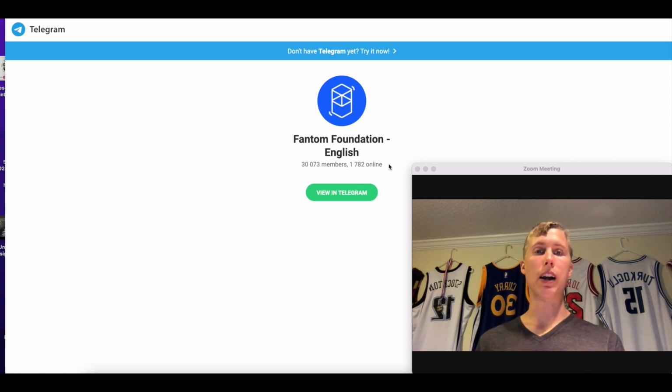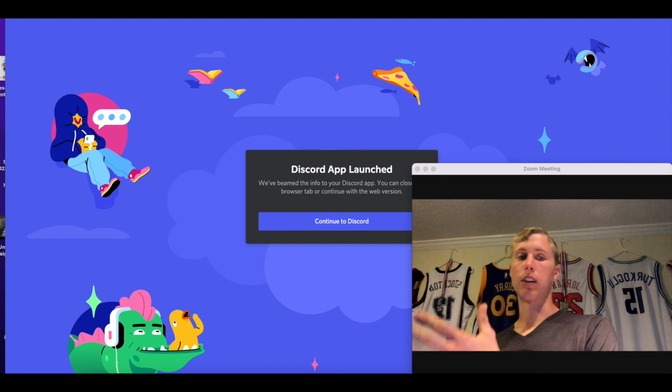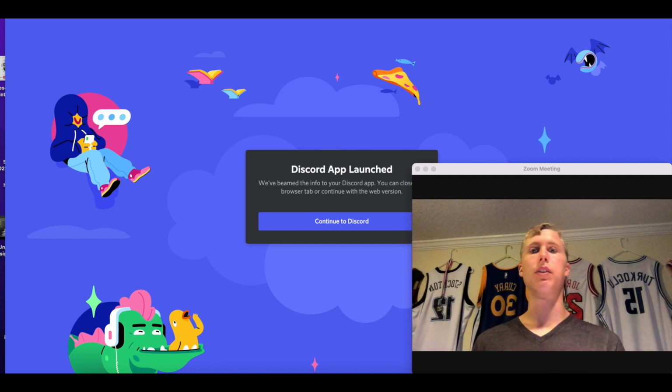That's why I go by the online to the total members ratio. This is just a little metric that I came up with, and it actually has done very well for me. For example, with DeFi Kingdoms, it showed me how active the community was, and that's why I started in DeFi Kingdoms back when I did. You can check out some of the other videos to see what's up with that.